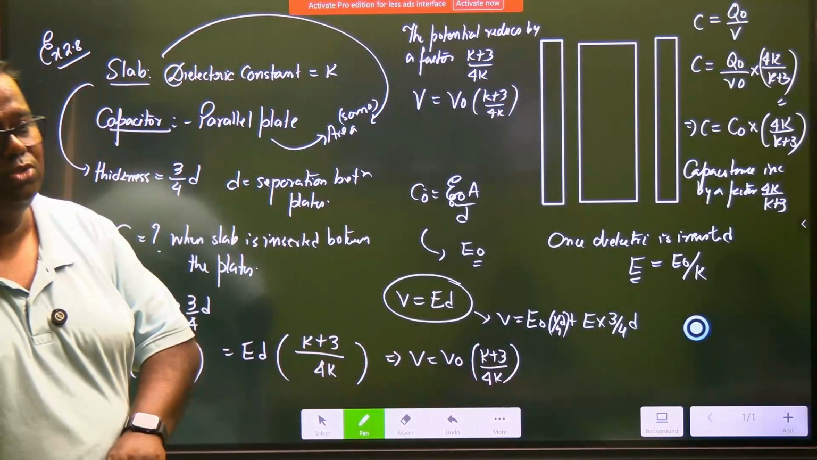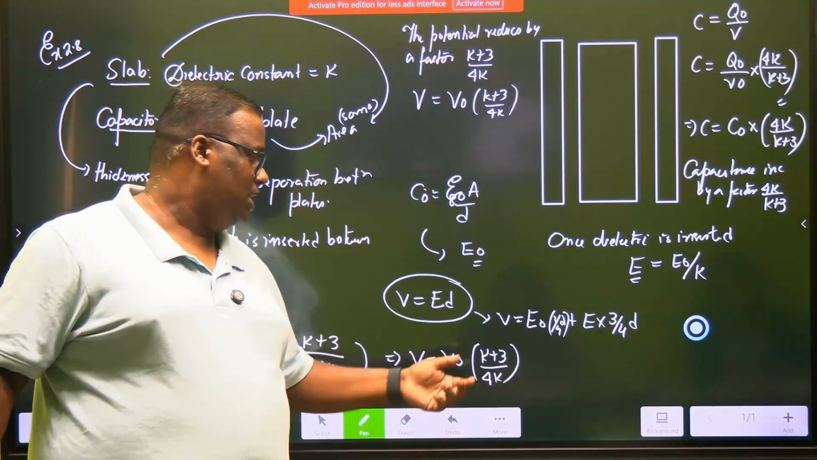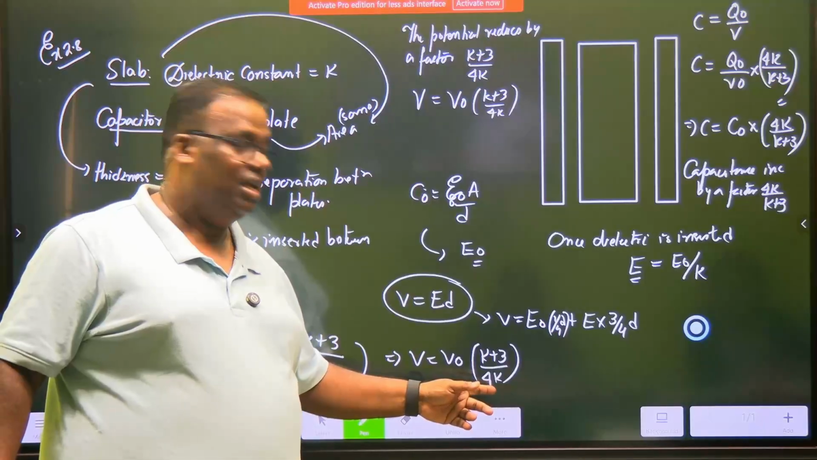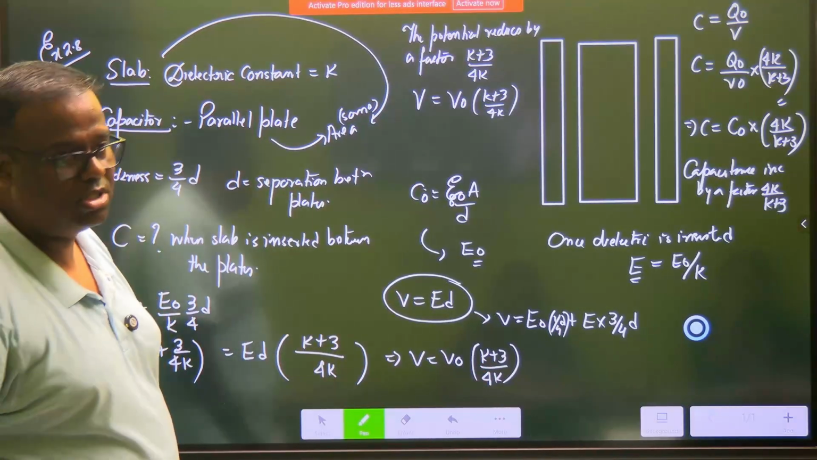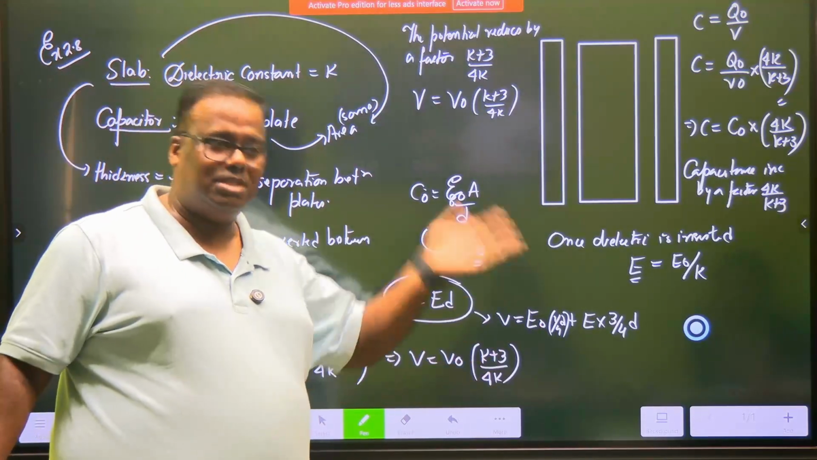K's value is always more than 1. Take any value, let's say 2: 3 plus 2 is 5, 4 into 2 is 8. So this factor is less than 1. That means your voltage has now reduced, and voltage reduces, we know that. So if the voltage has reduced, the capacitance should go up.